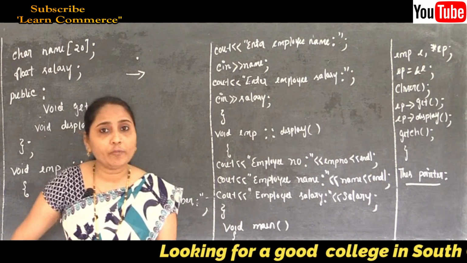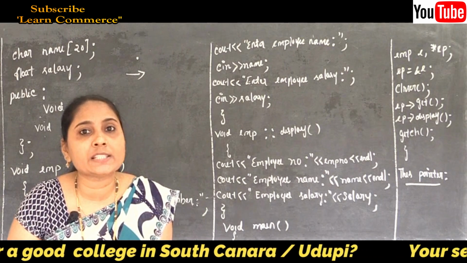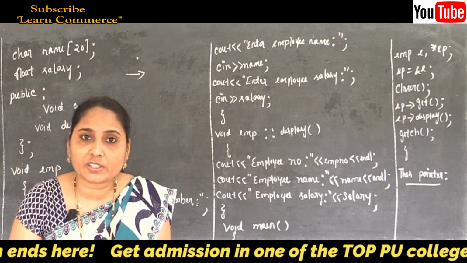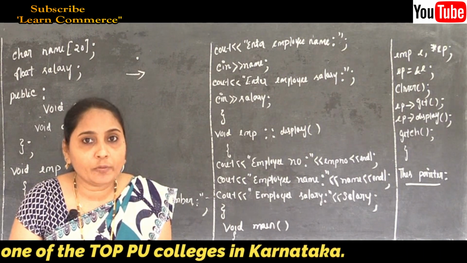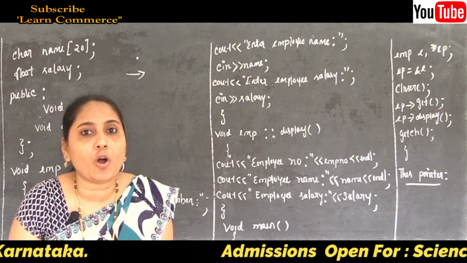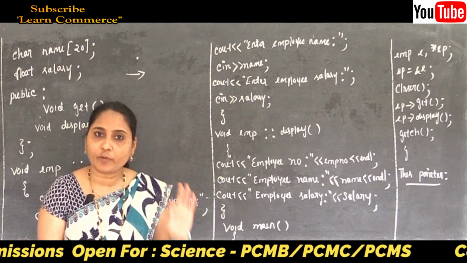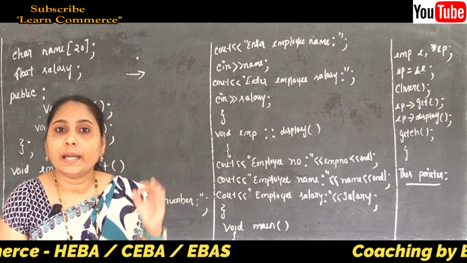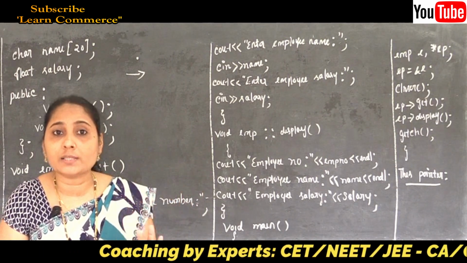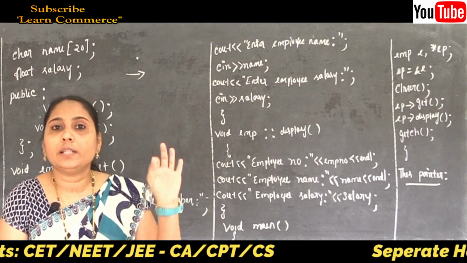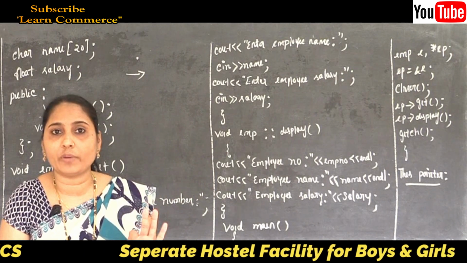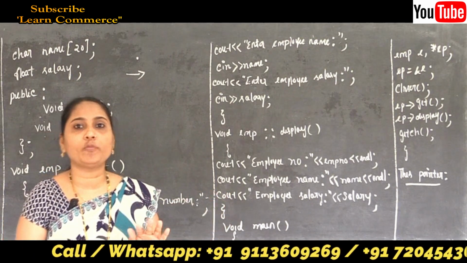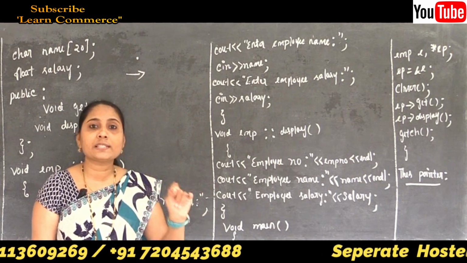But the friend function doesn't have a this pointer. Why is the friend function not going to use this pointer? Because the friend functions are not members of a class. All the friend function is just a non-member function of a class. It is a friend of a class. So we can say that the friend function doesn't have a this pointer. Only the member function of a class can have the this pointer.